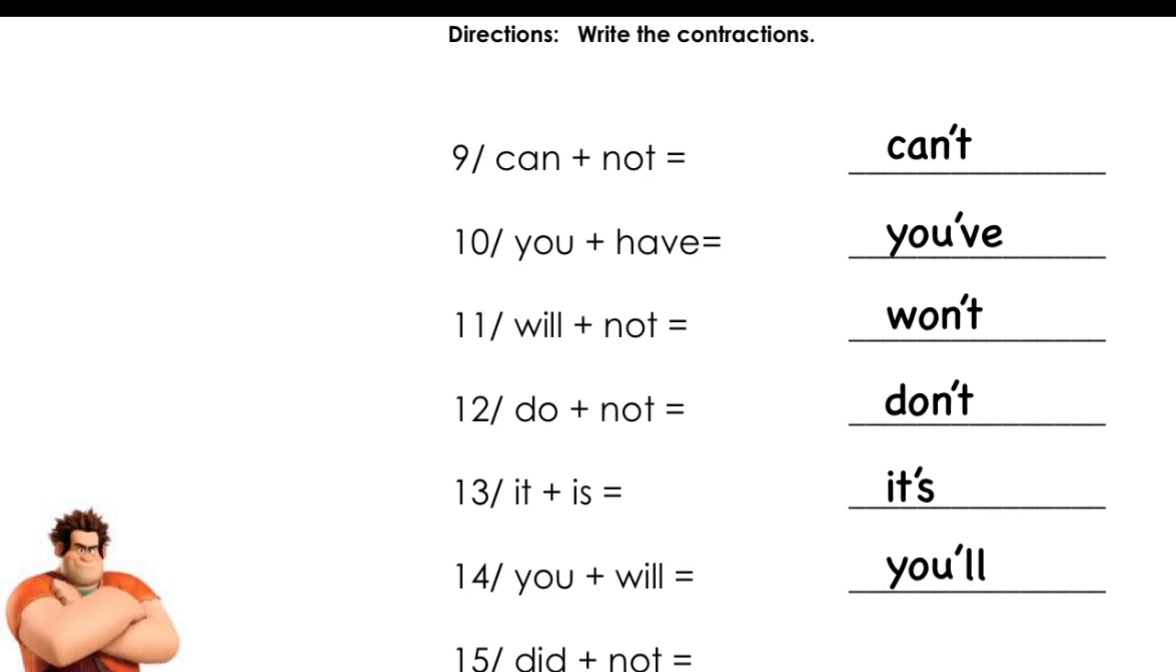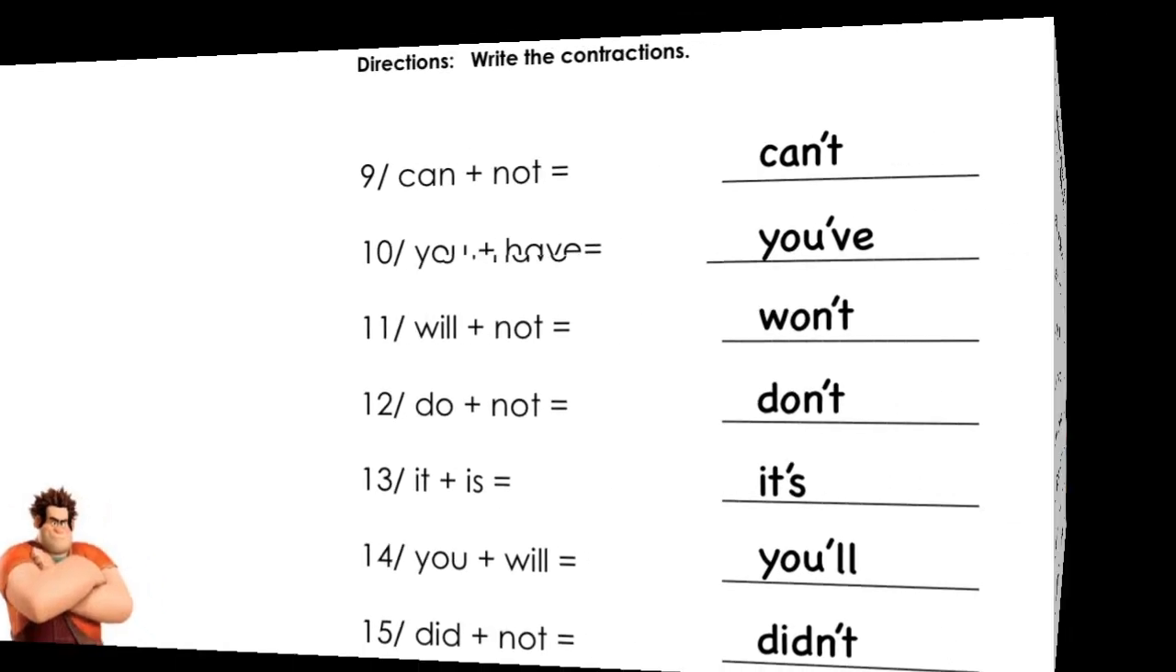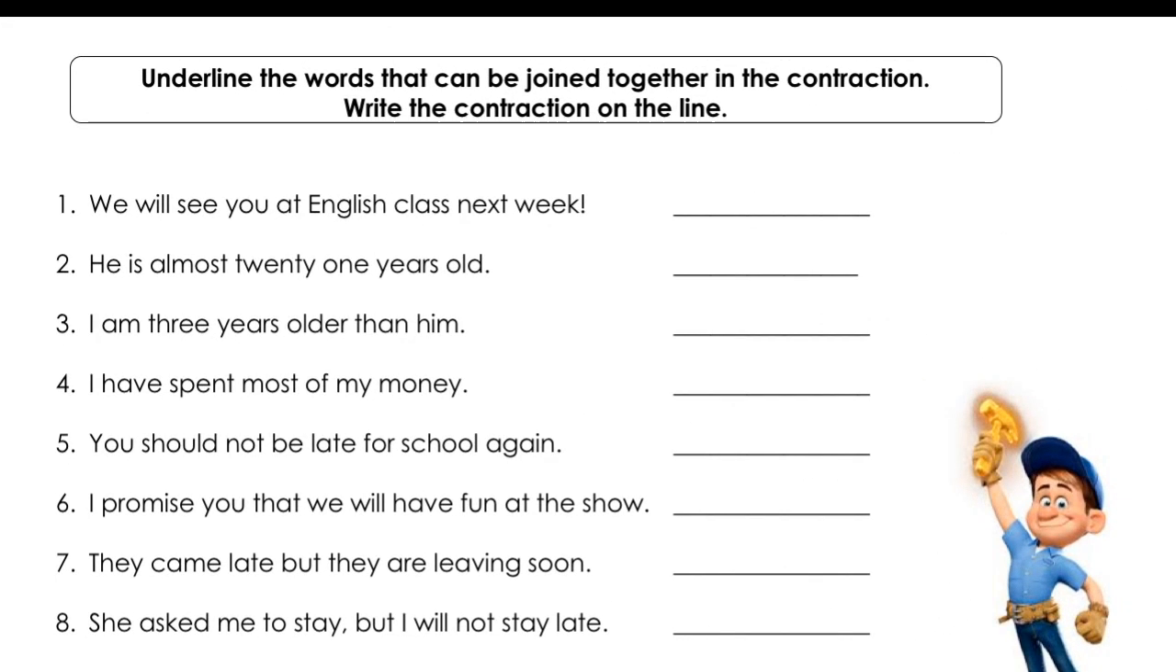And the last one, ta-da, did and not, didn't. We had it once before. So it's easy. Now underline the words that can be joined together in the contraction and then write the contraction on the line. Let's go and find the words that could be contractions.